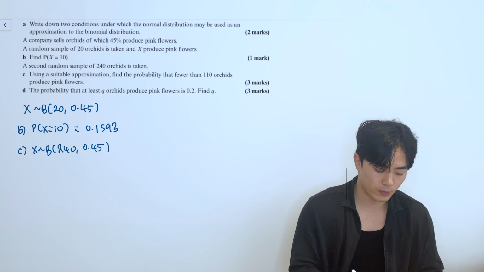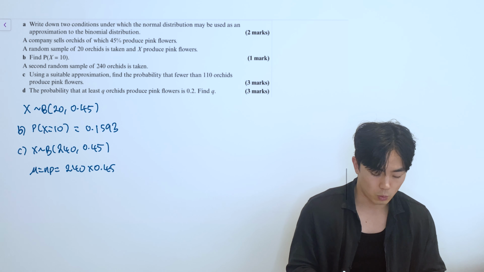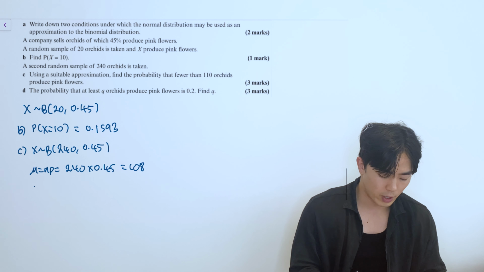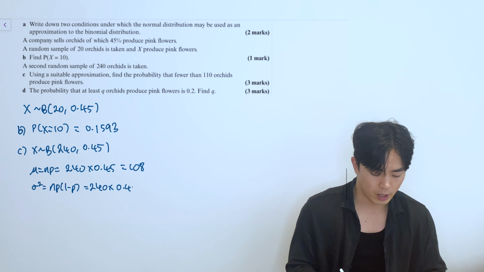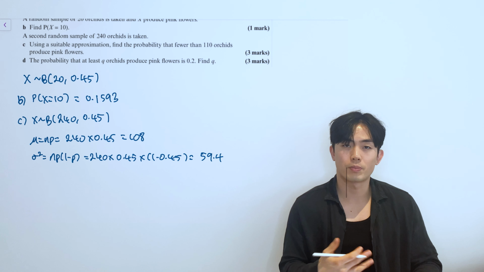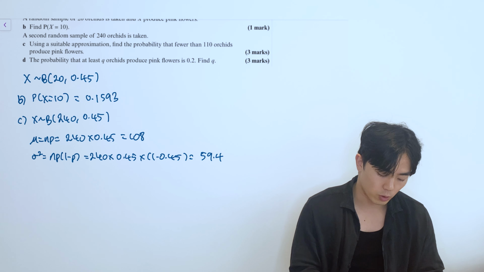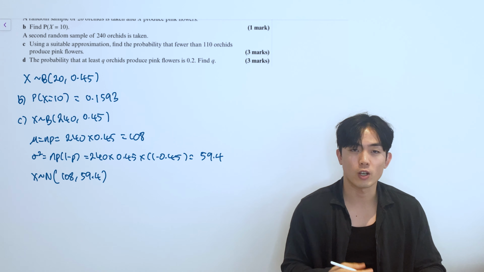So the mean value is going to be np, so 240 times 0.45, which will give us 108. Sigma squared, the variance, will be np times 1 minus p. So 240 times 0.45 times 1 minus 0.45, which will give us 59.4. So if we approximate to a normal distribution, X will be normally distributed with mean 108 and variance 59.4. Now we can go about answering the question.